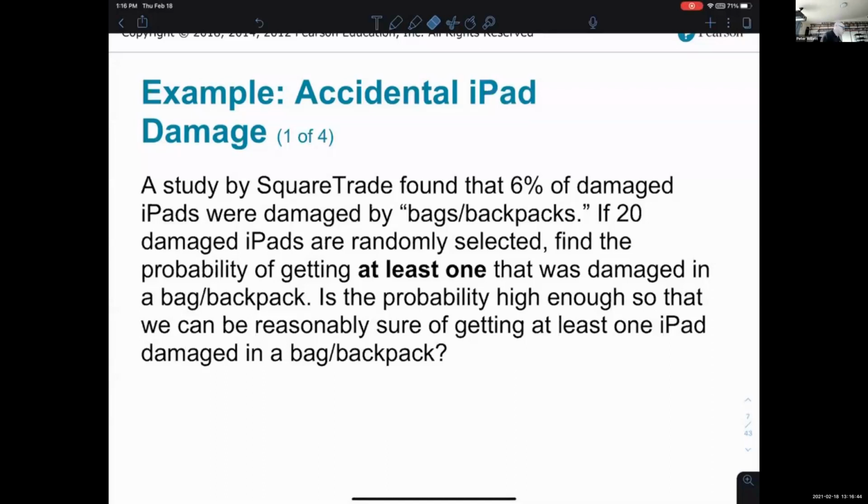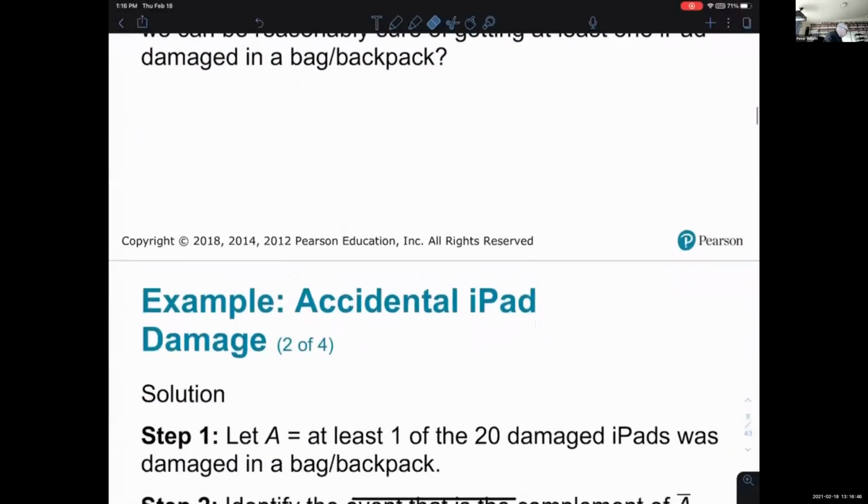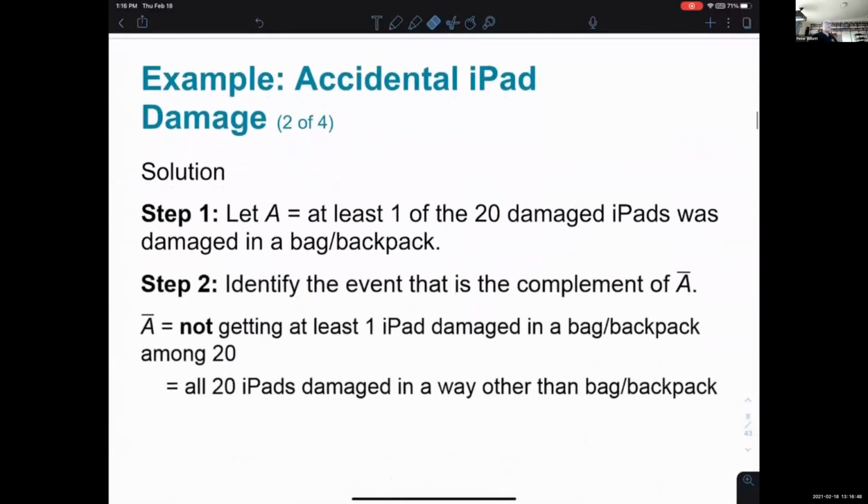So that's the concept. Now let's see how they approach this. They're going to assign some symbols so we can talk about this mathematically. Let A equal the event that at least one of the 20 damaged iPads was damaged in a bag or a backpack. This is not a simple event, because there are lots of different simple ways that you could have at least one be damaged that way, because it could be more than one, and lots of different ways that could happen.